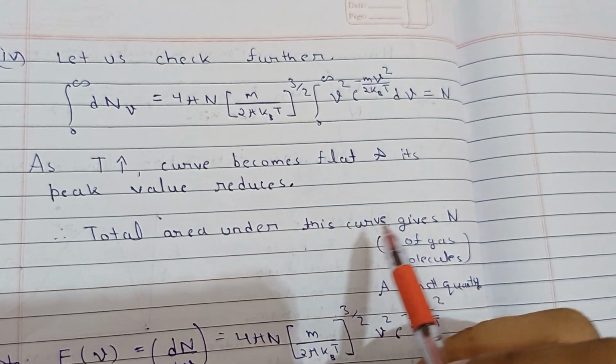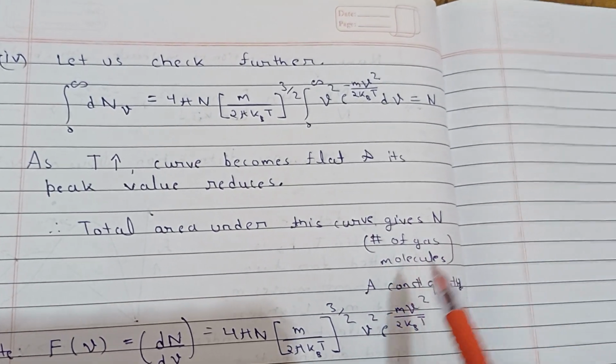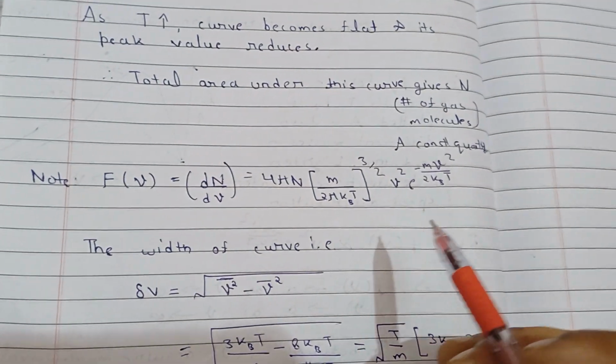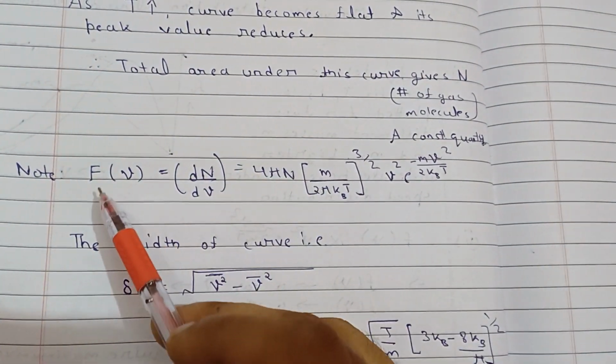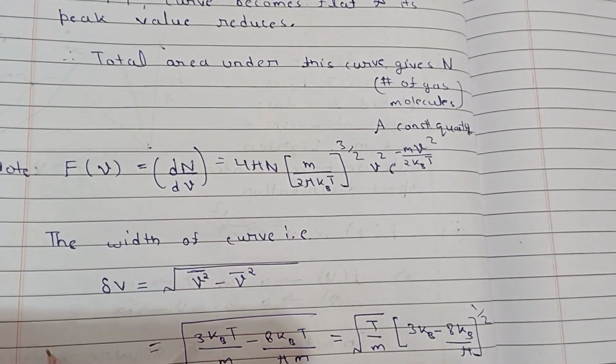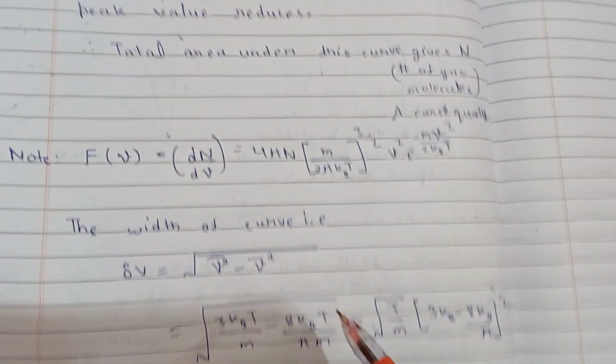So the total area under this curve gives n, because that represents the total number of particles, a constant quantity. Now, you may also find a capital F probability function somewhere, which represents dn by dv. So remember this term just in case you encounter it.